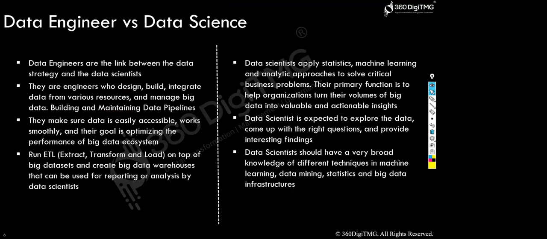Actually, I have 2 years experience as a data analyst. Okay. So, is it better to move as a data engineer or data science?